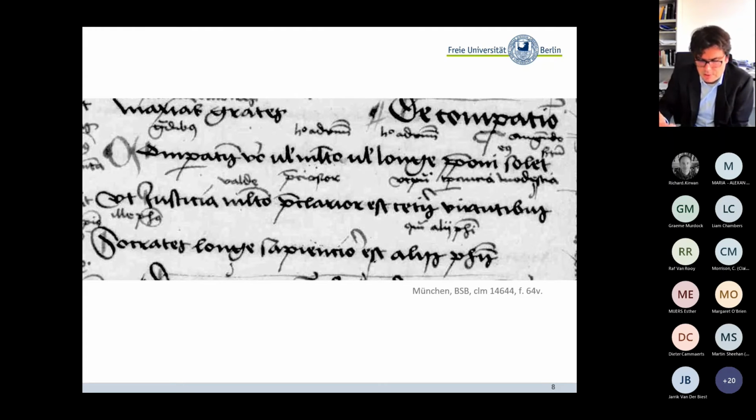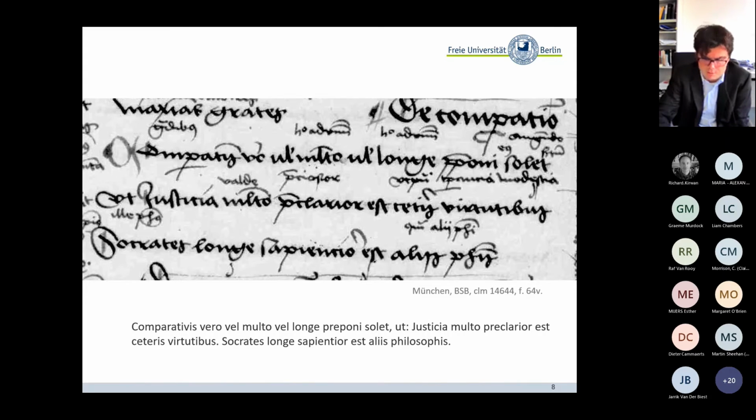This section of the Elegantiolae, copied and annotated by an anonymous Ingolstadt student who later became a monk in the Regensburg monastery St. Emmeran, explains the correct use of the Latin particles multo and longe with the comparative of adjectives. The textbook section reads in the main text on comparatives: Multo and longe are usually put before comparatives. For example, justice is much more magnificent than the other virtues. Socrates is far wiser than the other philosophers.